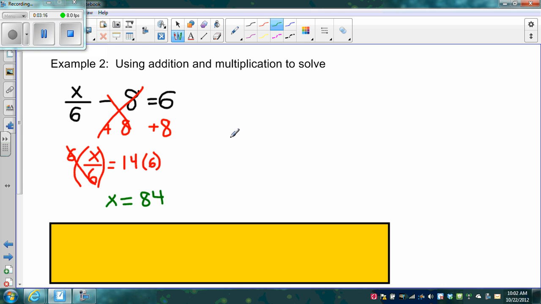Then we would want to check it. So put the 84 in your calculator. So do 84 divided by 6 first. Then subtract 8 and make sure it's equal to 6. If it's not, you made a mistake here. So maybe you accidentally subtracted or multiplied when you're supposed to divide, things like that. So you want to go back and check your work.